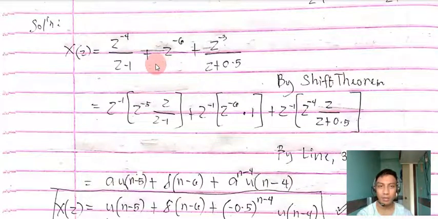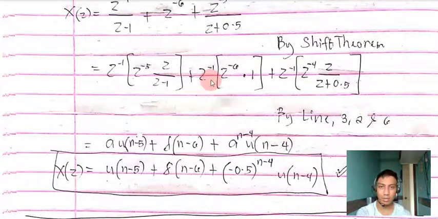we can apply the shift theorem. We multiply by z, since z times z raised to the power of negative 5 is equal to z raised to the power of negative 4. So it is still equal. So, the inverse z transform of z raised to the power of negative 5 times z over z minus 1, plus the inverse of z raised to the power of negative 6, plus the inverse of z raised to the power of negative 4 times z over z plus 0.5.